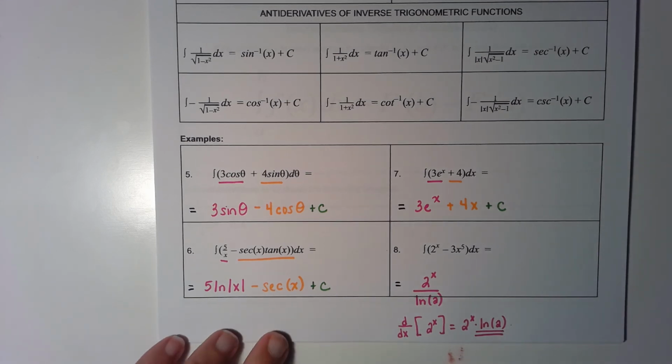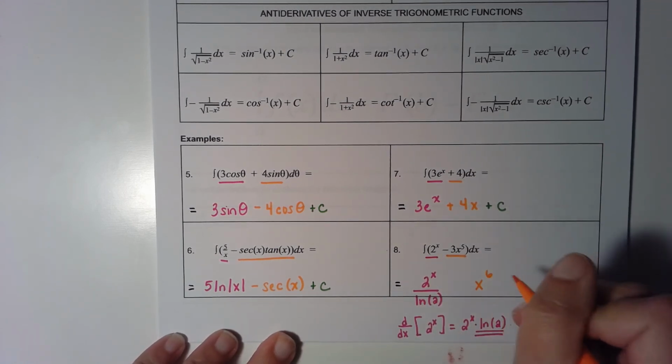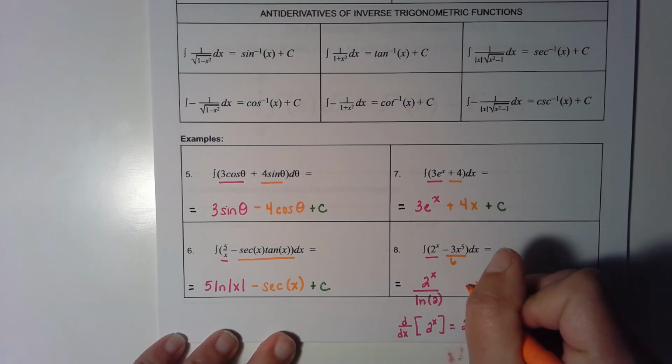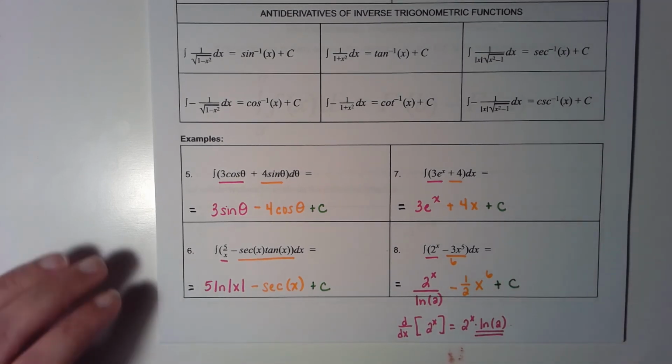And then you can use your power rule for the second term here. So I would add 1 to my power. So I would have x to the 6th. And then I would divide by 6. So I would have minus 1/2 because 3 over 6 is 1/2 plus c.